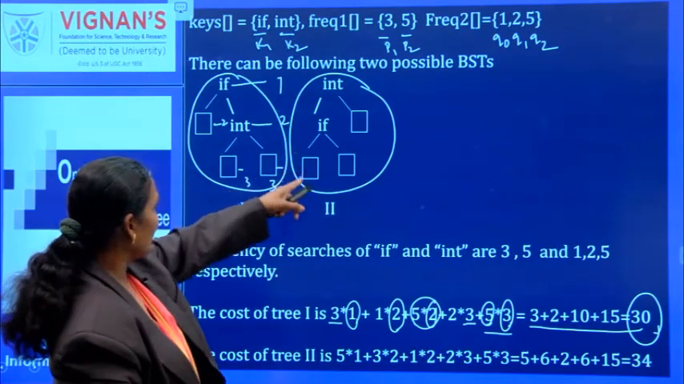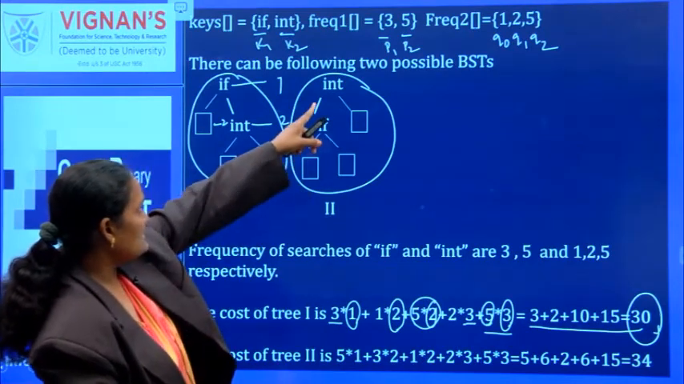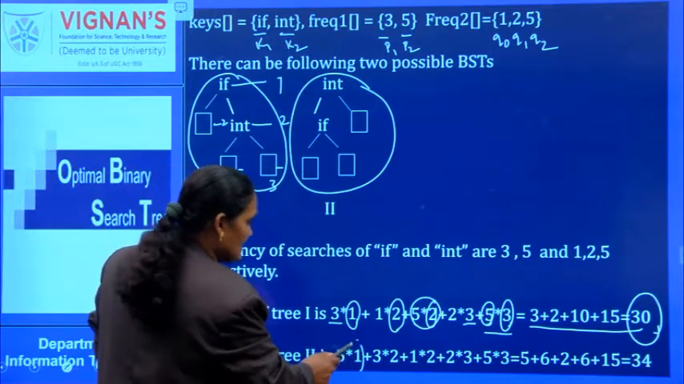Now, in the same way, if you take the second one, int whose search probability is 5 into its level 1.